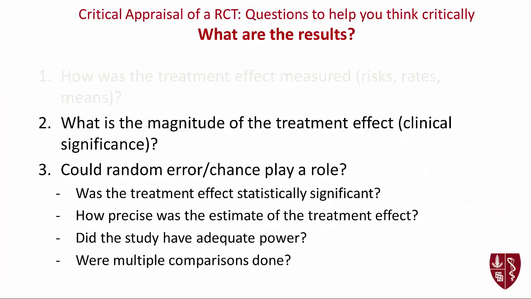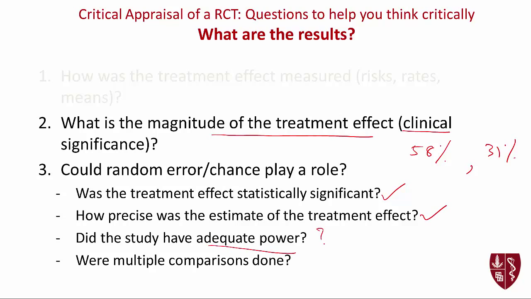So if we go back and look at the other questions we had for identifying the source of random error, we can see that the magnitude of the treatment effects are clearly clinically significant. When you start seeing reductions as large as 58% and 31%, that is pretty huge. We've also seen that the results were statistically significant at the 5% level. The results were fairly precise.